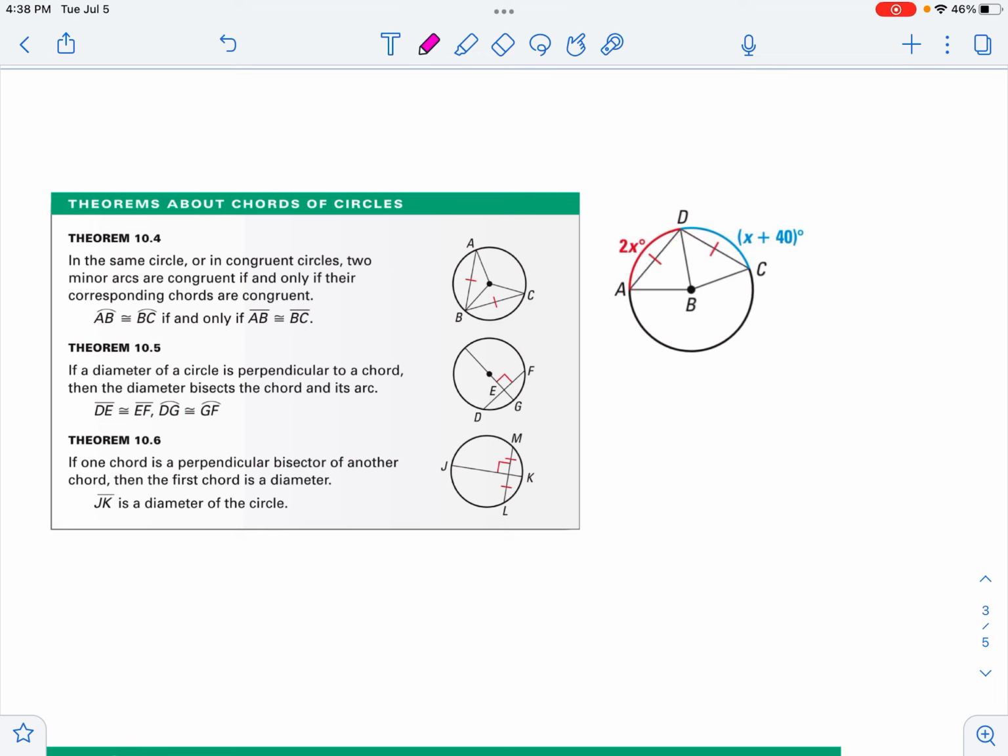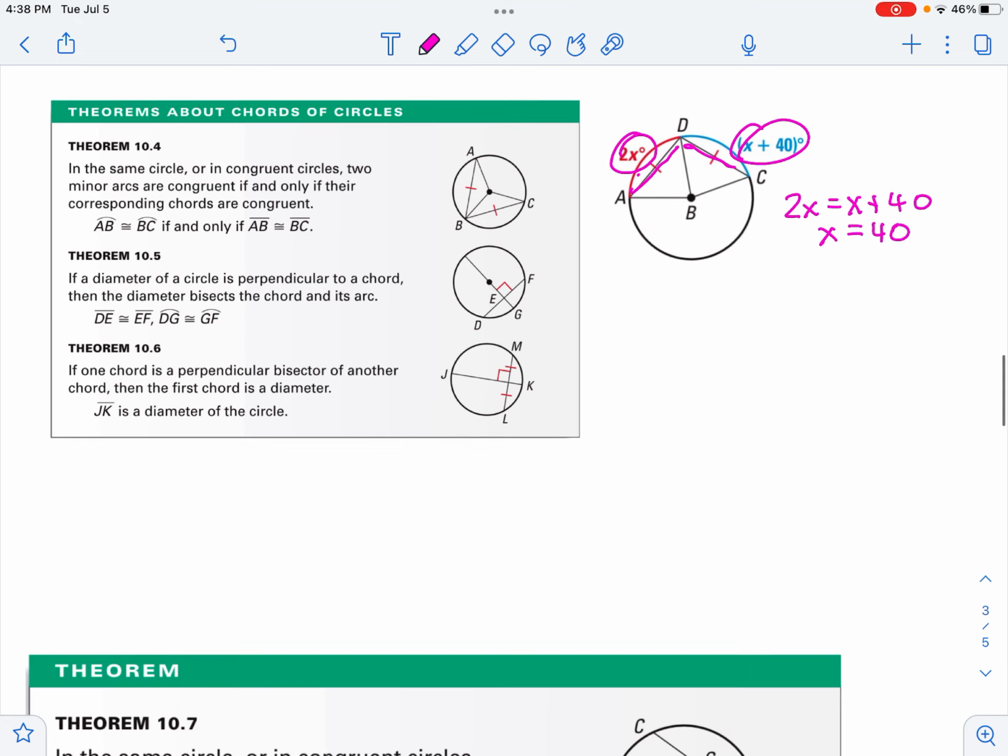So in other words, that means that 2x is equal to x plus 40. Okay? That means that x equals 40. Okay? So that's how we would use that. We notice, congruent chords. Therefore, this must equal this.